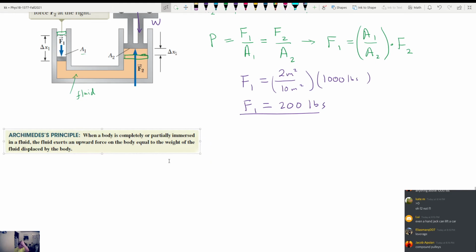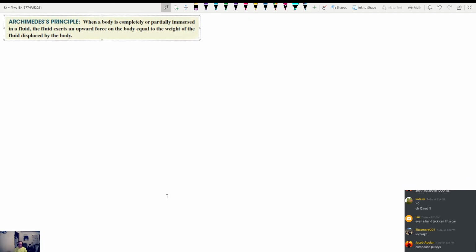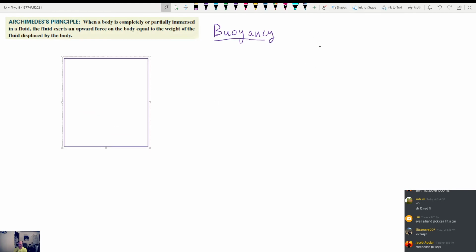So next is Archimedes' principle. Very useful idea. And this is related to the topic of buoyancy. So, now the question is, why do things float? Why do things float and why do some things sink and why do some things kind of do neither? So, in order to do this, we are going to do something we've basically already done, but we're going to tweak it a little bit.